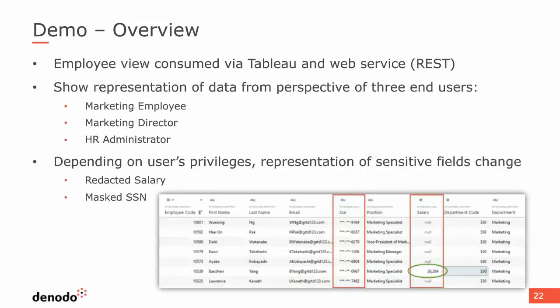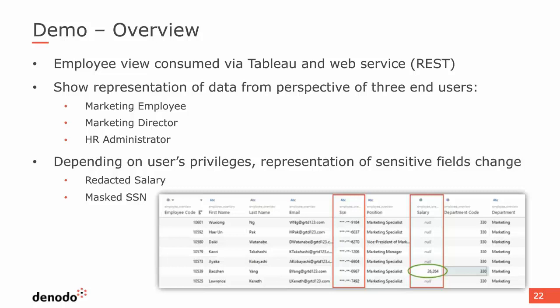So let's take a look at what we're going to be seeing. During the demo, we're going to apply permissions over a view of employees, and then we're going to consume that view through Tableau and a REST web service. We will view employees from the perspective of three end users: a marketing employee, the marketing director, and also an HR administrator. Depending on the user privileges, the sensitive field of salary will be redacted and Social Security will be masked. So you can see an example right here of what our final output will be like. Social Security is masked, only the last four digits are returned, and we'll also be redacting some salary information depending on the condition.